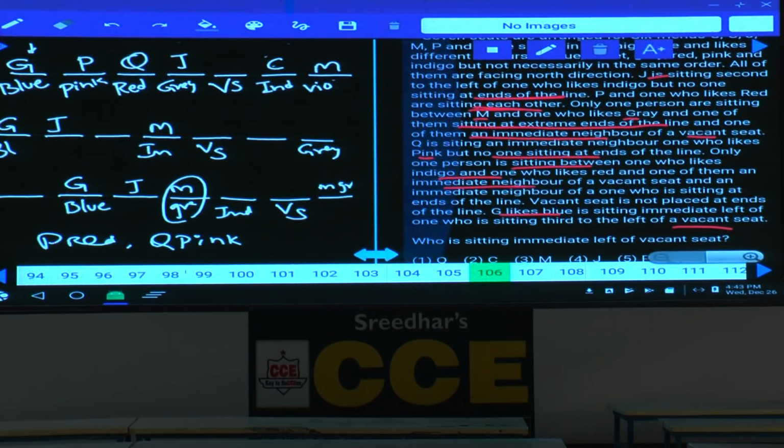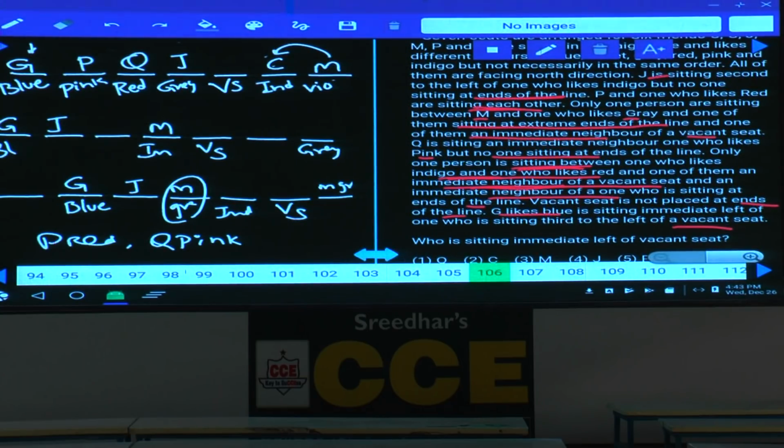And one of them is an immediate neighbor of a vacant seat. Only one person is seated between the one who likes indigo and the one who likes red, and one of them is an immediate neighbor of a vacant seat. Now who is the vacant seat? Indigo is immediately adjacent to a vacant seat, and an immediate neighbor of one who is seated at an extreme end of the line. Regarding a single person, he has given multiple pieces of information. Then the vacant seat is not placed at the ends of the line. This is also clearly specified.